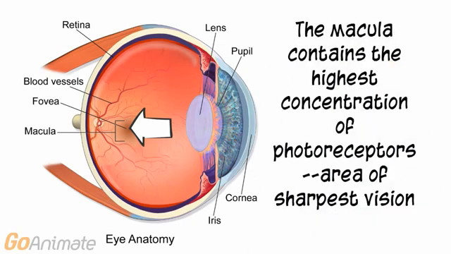The fovea centralis contains a central area called the macula. The macula contains the largest concentration of photoreceptors. The area of sharpest vision occurs here.